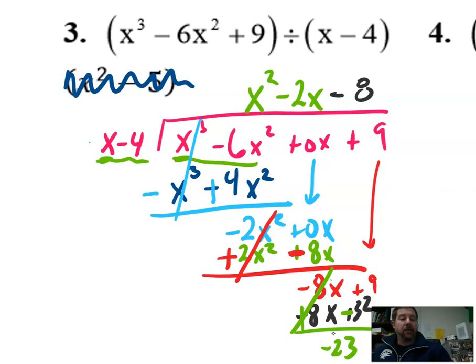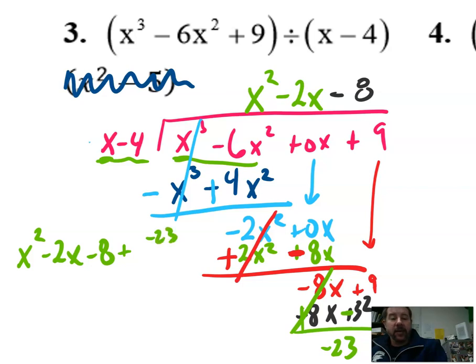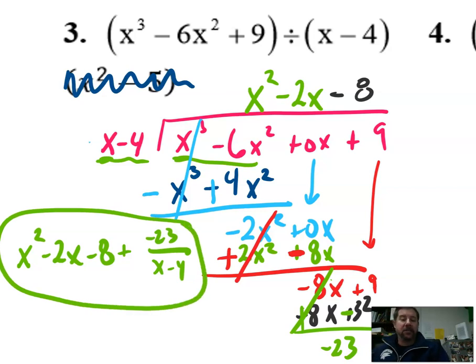This is my remainder. So what we're going to do, just like we did the numbers, is x squared minus 2x minus 8 plus whatever your remainder is, negative 23, over what you divided by, x minus 4. And that, boys and girls, is how you divide polynomials.